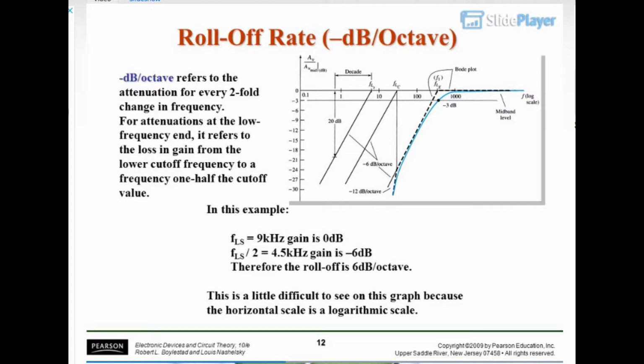In this example, FLS equals 9 kHz, gain is 0 decibels. FLS/2 equals 4.5 kHz, gain is minus 6 decibels. Therefore the roll-off is 6 decibels/octave. This is a little difficult to see on this graph because the horizontal scale is a logarithmic scale.